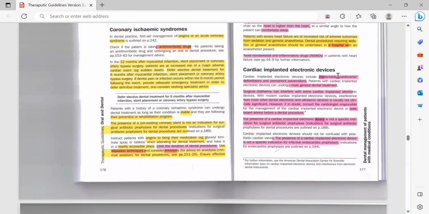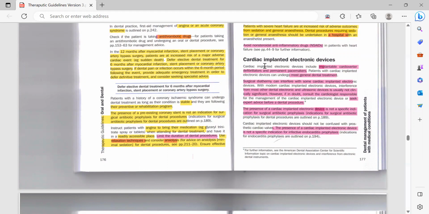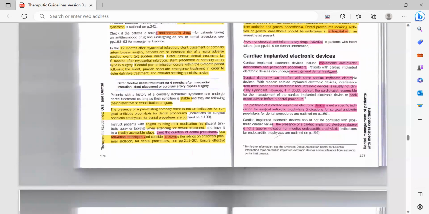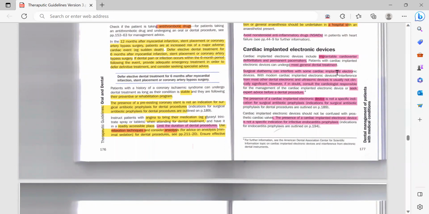Then cardiac implanted electronic devices. If any patient has an implanted electronic device, for example an implantable cardioverter defibrillator or a permanent pacemaker, those patients can undergo most general dental treatment. Surgical diathermy can interfere with some cardiac implanted electronic devices, but with modern devices, interference from most other dental electronics and ultrasonic devices is usually not clinically significant. Previously, we were very cautious about using ultrasonic scalers in these patients, but now they say modern devices do not really interfere with the scalers and you can do the normal dental treatment. However, if you are in doubt, then you need to consult their cardiologist.